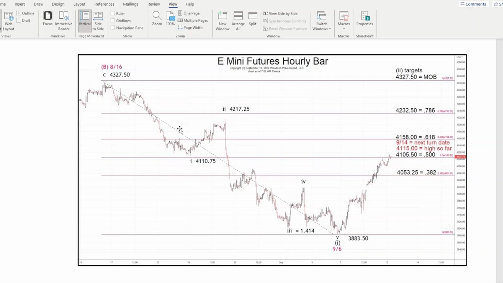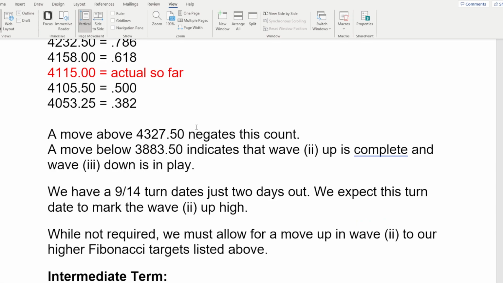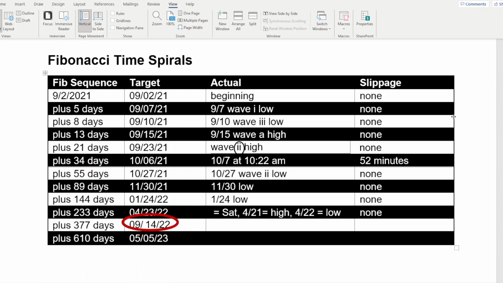Okay, and let's see, speaking of that, scroll down here, that was as of this morning. We always have what negates it and what confirms the wave count. There's our intermediate term, but I want to get more importantly to this Fibonacci time spiral. We haven't talked about that in a while, but this one goes back over a year. This is from September of 21. Look at the slippage on this spiral. It's less than an hour of slippage for these turns going back over a year.